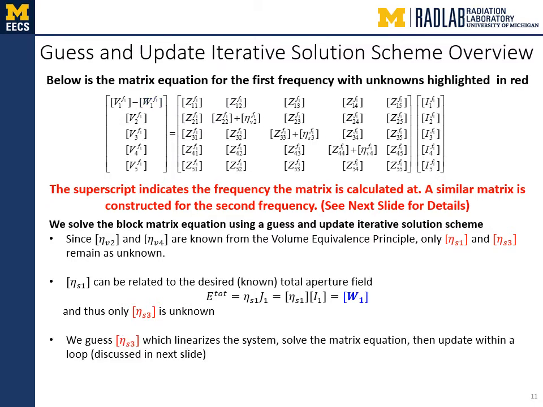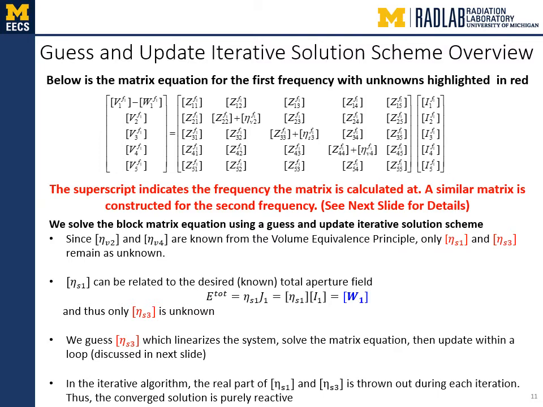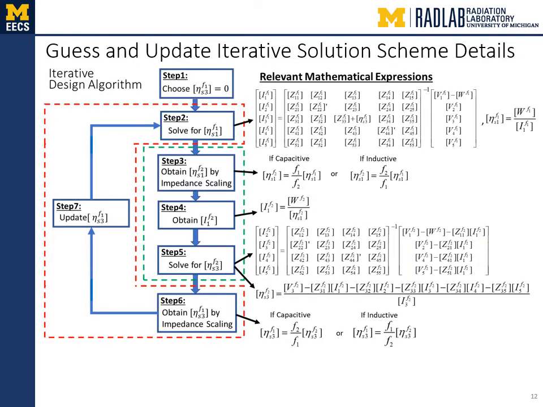To solve the block matrix equation, we make a guess for the sheet impedances of layer 3, which linearizes the system, solve the matrix equation, and then update within a loop. The update made within a loop of the design cycle is described on the next slide. As alluded to before, in this iterative design cycle, we throw out the real part of the sheet impedances for layers 1 and 3 during each iteration, which allows us to converge upon a purely reactive sheet solution. The guess and update iterative solution scheme details are provided in this slide.